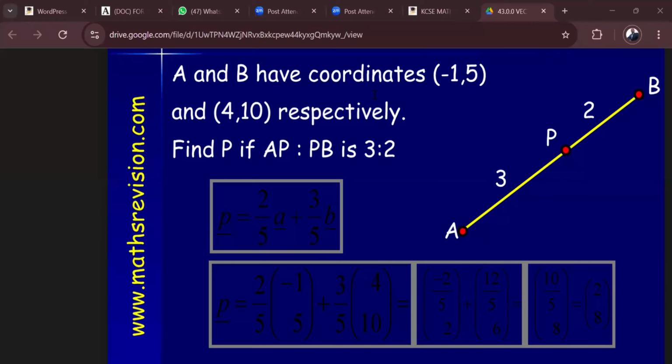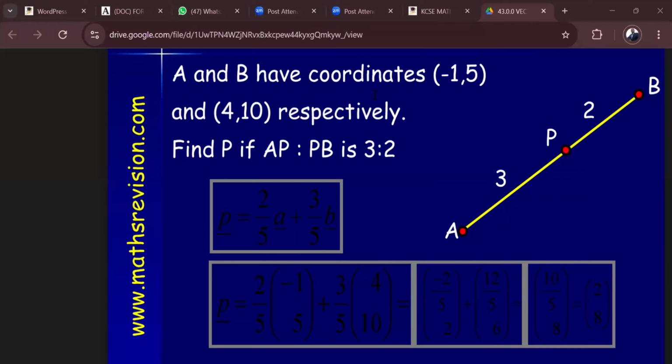Then in this theorem, we alternate. For us to get the coordinates of that particular point that is dividing in this ratio, we alternate, we exchange. If the ratio was 3:2, 2 goes to A and 3 goes to B. The first goes to the second coordinate, and the second goes to the first coordinate. That is how the theorem says, for you to get the coordinates of that point. So that's why we are saying it is 2/5 of A.